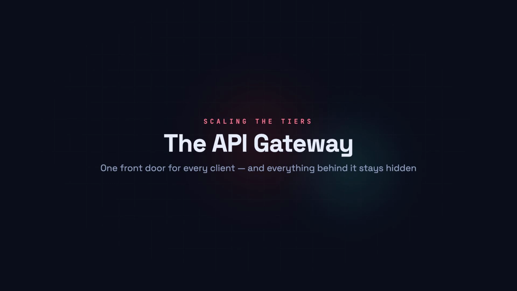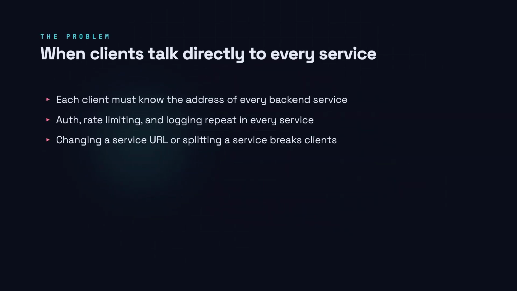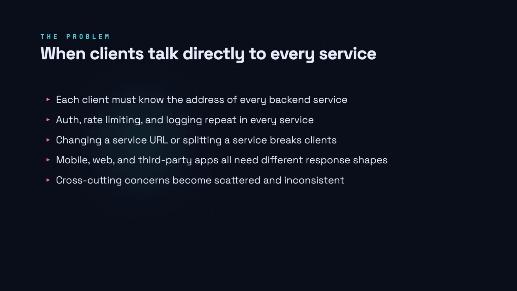reach for it. Imagine your system has grown into a set of separate backend services, one for users, one for orders, one for payments. Every client now needs to know where each service lives, handle its own authentication, and deal with failures independently. Anytime you rename, move, or split a service, every client breaks. Cross-cutting concerns like security and rate limiting get duplicated everywhere. The system becomes fragile and very hard to change.